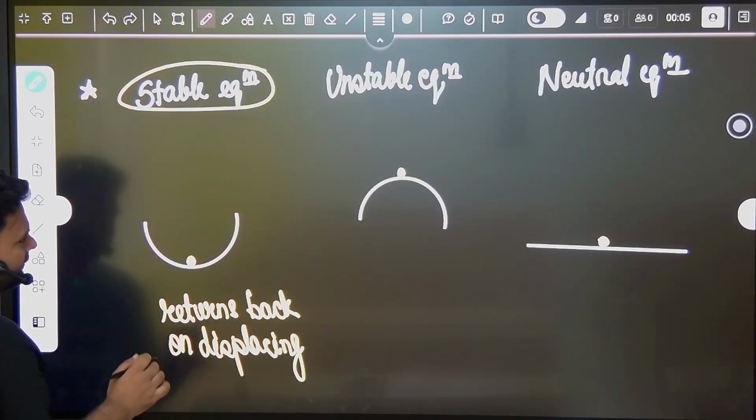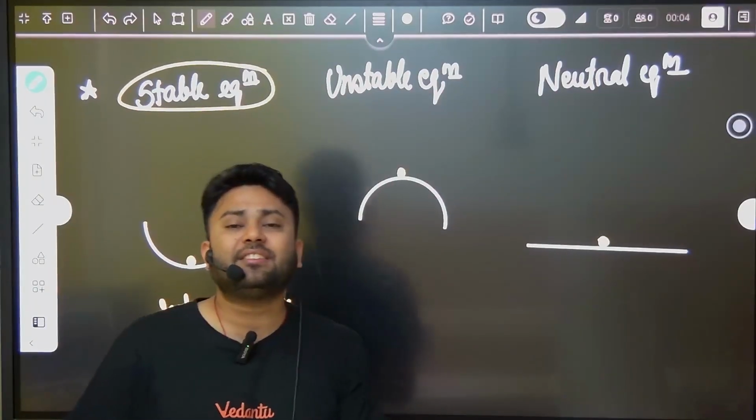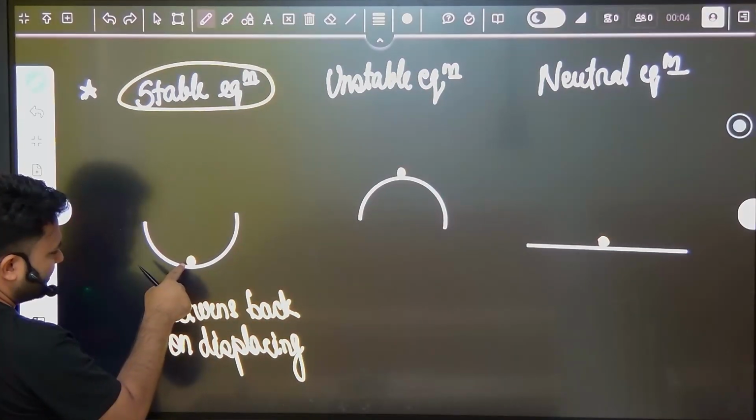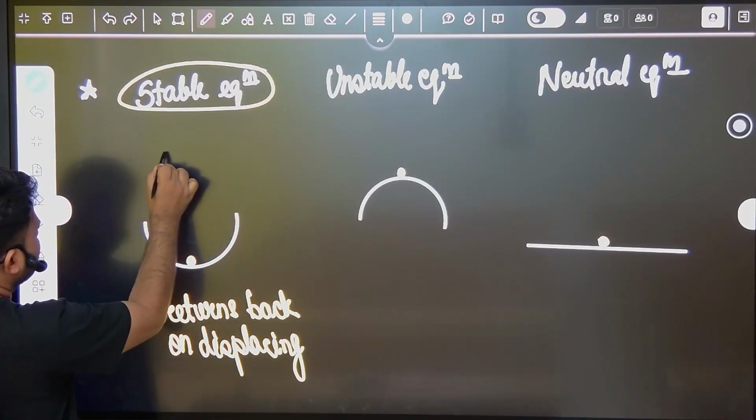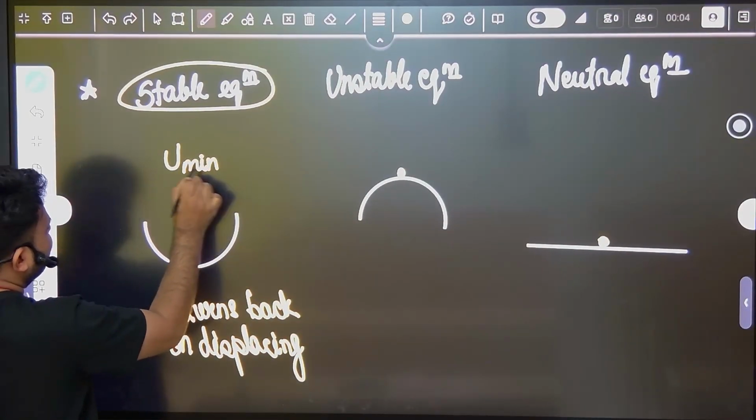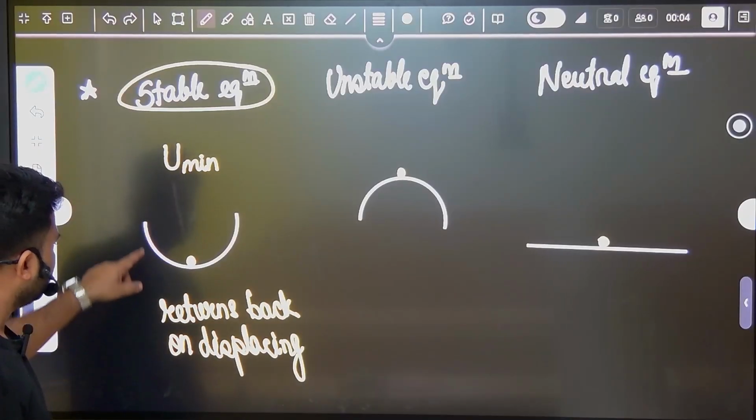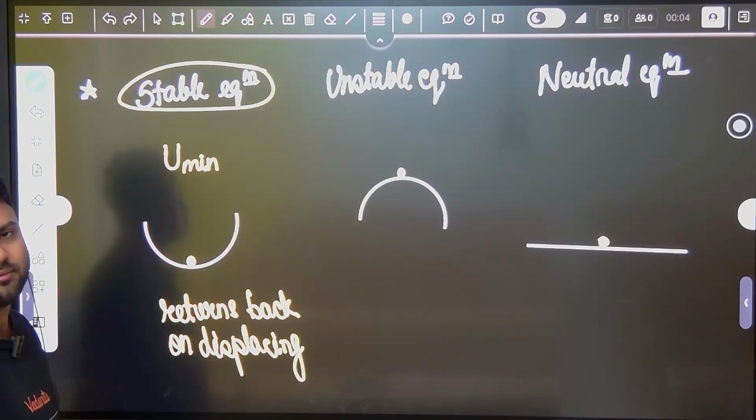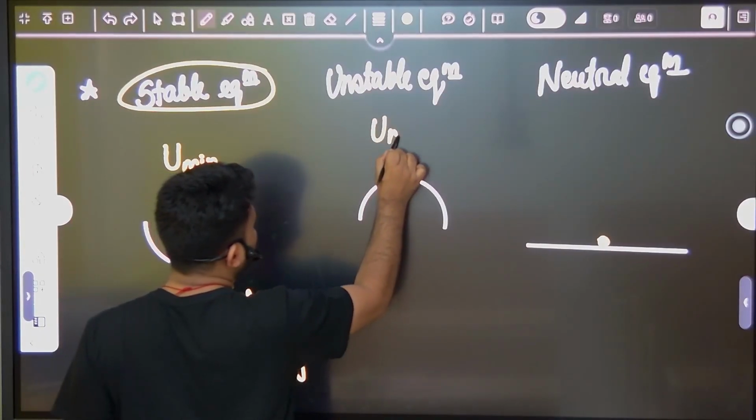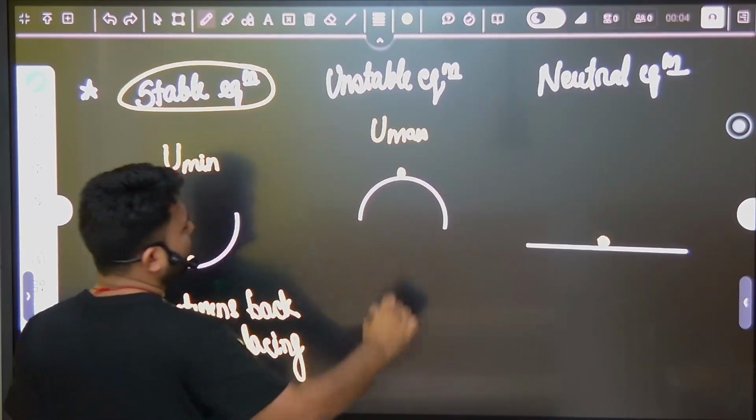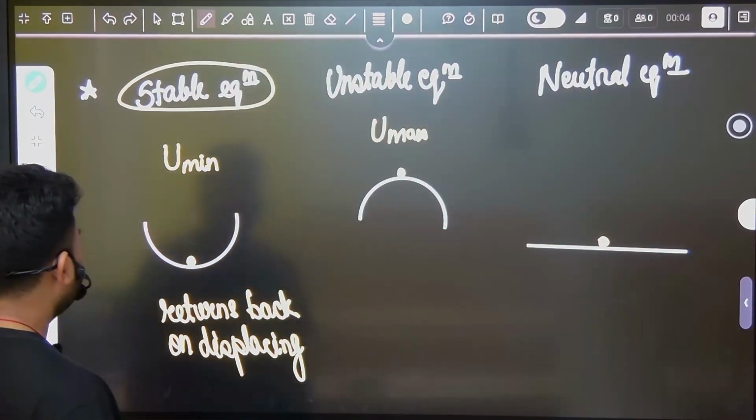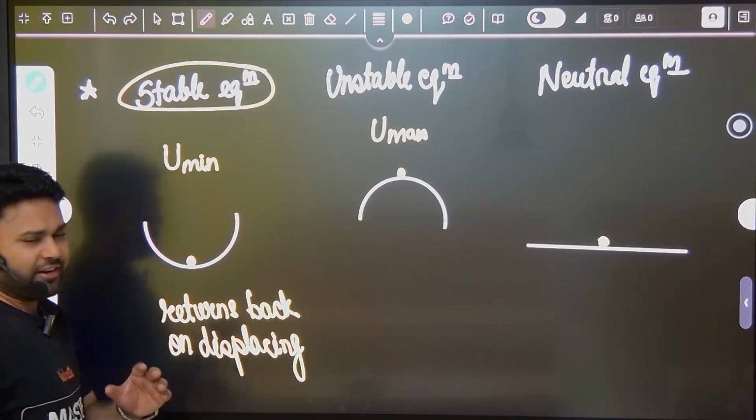Here, if I talk about the energy, that is potential energy, you can see the potential energy is minimum. So always remember, in stable equilibrium, potential energy is minimum. See, it is at the bottom. In case of unstable equilibrium, potential energy is maximum. It is at the top, potential energy is maximum. So you can remember like this.